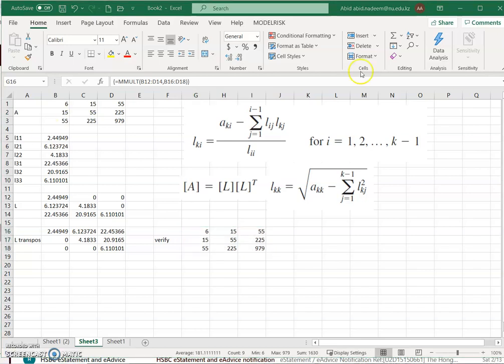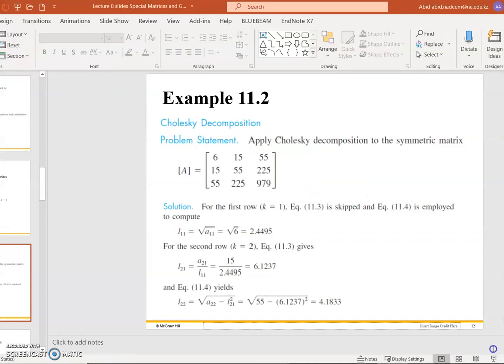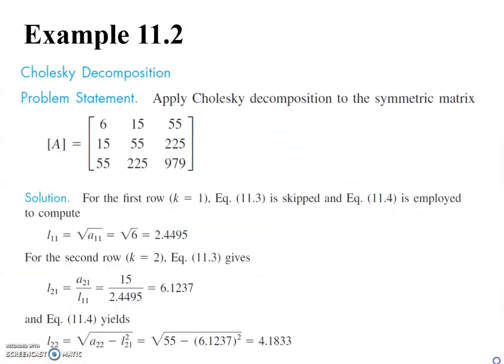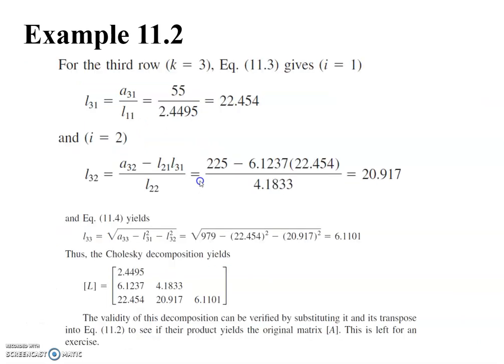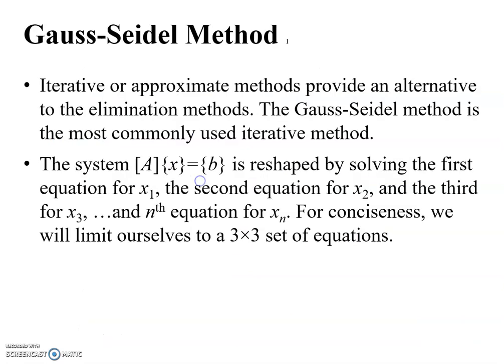Okay, so let's go back to this PowerPoint slide and see what we have over here. This is the same example which we have just solved. After that, we are now going to talk about the Gauss-Seidel method. It is an iterative or approximate method to provide an alternative to the elimination methods. The Gauss-Seidel method is the most commonly used iterative method.